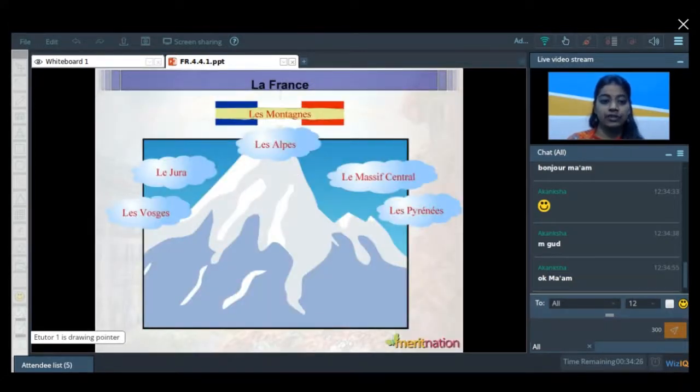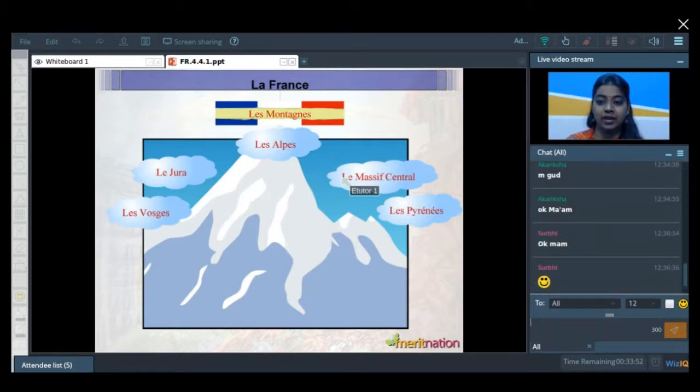So the first is Les Montagnes. I have given you five different mountain names that we have to learn with spellings and with the definite articles, because it will definitely come in the exam. So learn it. The first, Les Vosges, Le Jura, Les Alpes, Le Massif Central, Les Pyrénées.